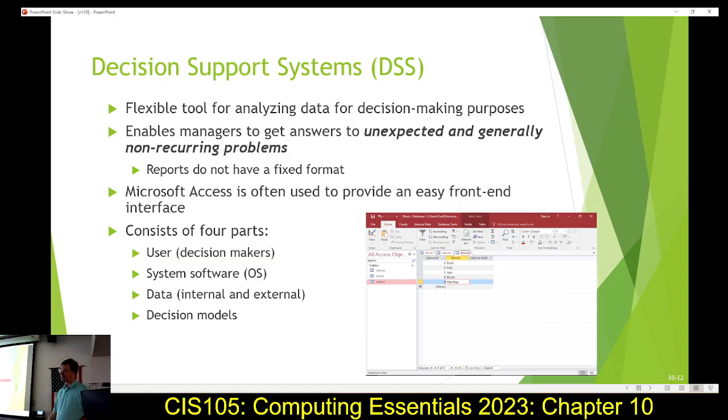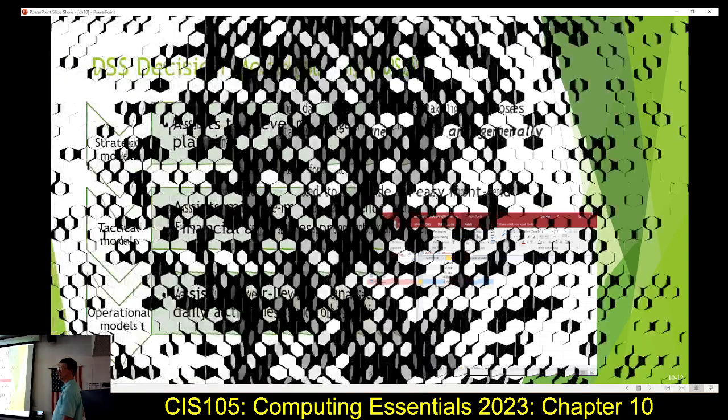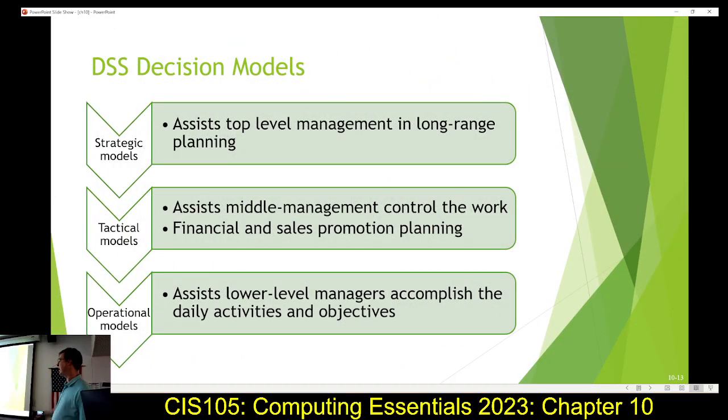So, the decision support system consists of 4 parts. It consists of the user, or us, the decision makers. It also involves an operating system of some kind. There's also data, which we can get internally, or if we have access to it, an external database as well we can use. And last but not least, decision support systems also have decision models. And there are, as you can guess, 3 of them. I just showed you the triangle earlier.